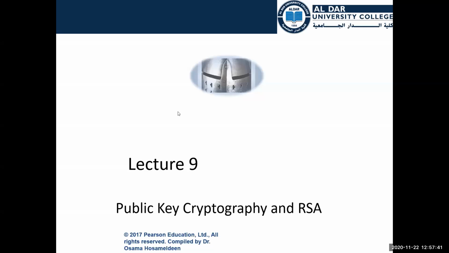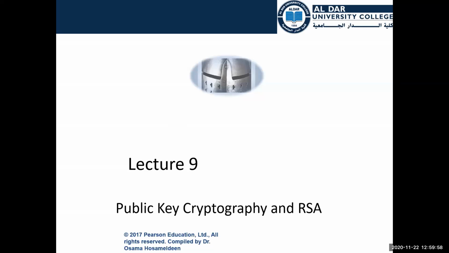Today we are going to talk about public key cryptography. Before, we had the lectures regarding private key cryptography, and we know that private key cryptography is talking about symmetric key encryption.